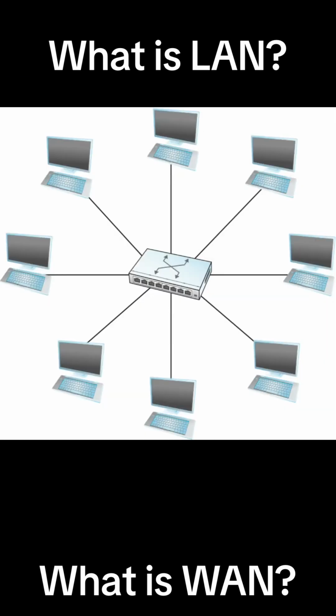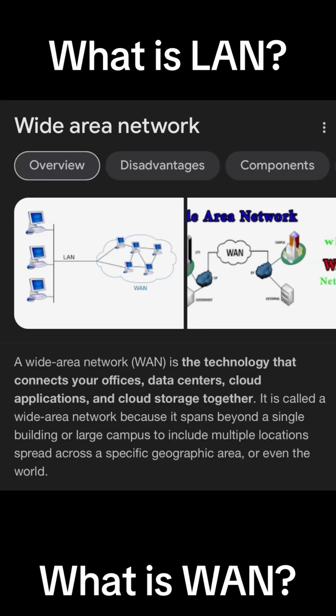So that's how basically computers talk on a local area network. They send frames to a hub or a switch that sends information between each computer. Now, what happens if a computer on a local area network needs to send information to somebody on another local area network? A wide area network is a technology that connects your office, data center, cloud applications, and cloud storage together.